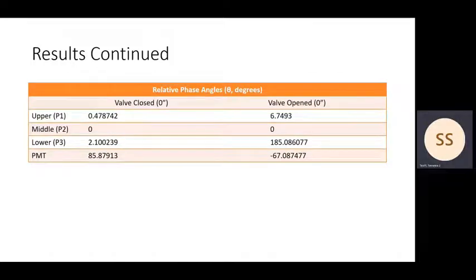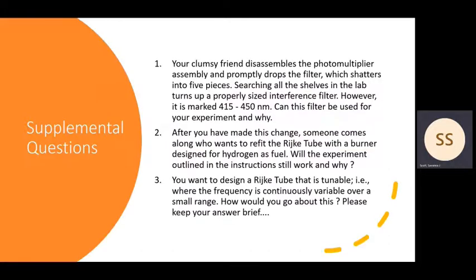The relative phase angle for both the open and closed conditions at 0 inches were also calculated. This was done by taking the position of pressure transducer 2 as the base point and subtracting it from the other points. Supplemental question 1 asks if you can use a 415 to 450 nanometer filter instead. And yes, you can. There are intermediate species that form from the combustion that are visible through different filters. One of the species emitted when you burn propane is a carbon-hydrogen bond, and this is visible in the range of 415 to 430 nanometers.